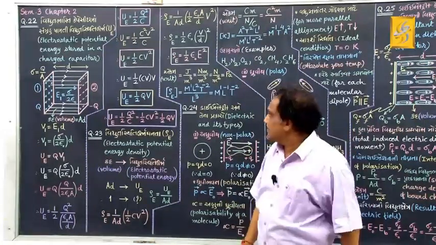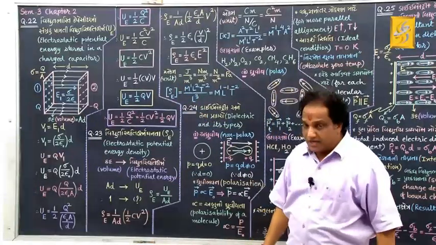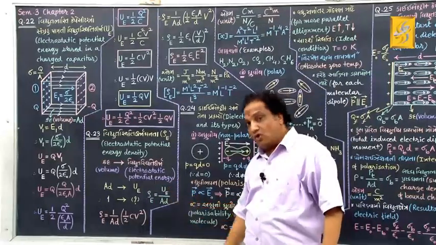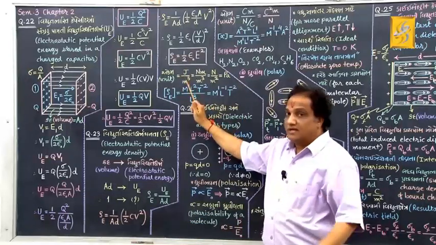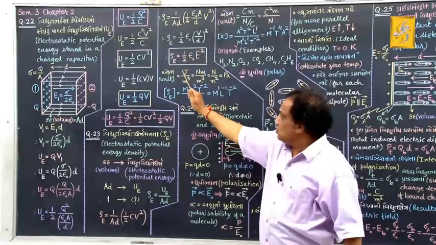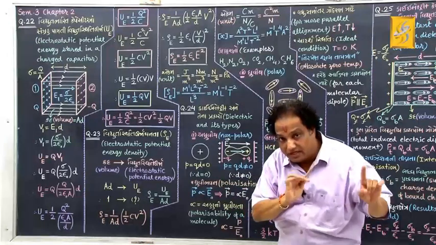Correct? Fine. Now what about the SI unit of electrostatic potential energy density? Tell me, basically what is it? It is total energy upon total volume. The SI unit of energy is joule. The SI unit of volume is length into breadth into height, meter into meter into meter, meter cube. Correct? So joule upon meter cube is the SI unit of electrostatic potential energy density.